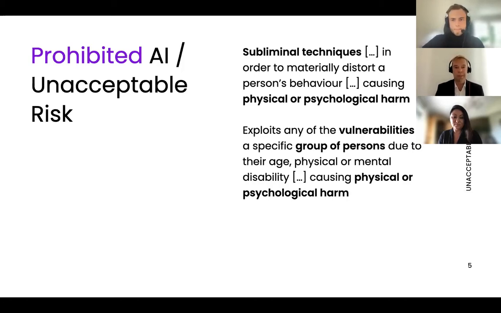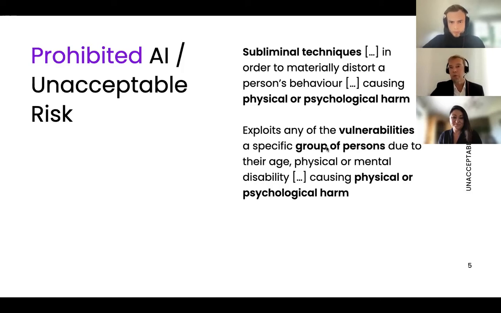So the first group is AI systems that use subliminal, that is subconscious, techniques in order to materially distort a person's behavior, such that the system causes or can cause physical or psychological harm. So you see, this is a rather unspecific rule as to what this means, but we'll be talking about that later on. Then the second definition is the group of AIs that exploit any of the vulnerabilities of a specific group of persons due to their age, physical or mental disability. And again, if these AIs cause or can cause physical or psychological harm.